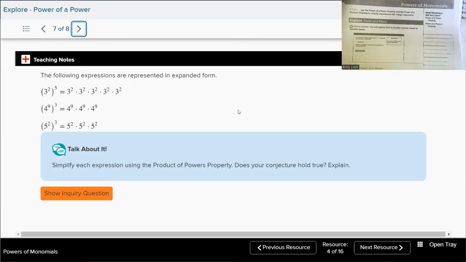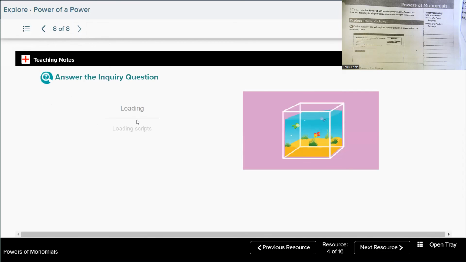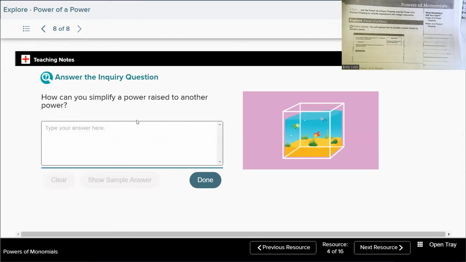All right, so the following expressions are represented in expanded form. See how they wrote out that factor that many times. So if we used our product of powers, we would be adding them. And we know repetitive addition is multiplication. So instead, we're going to be multiplying them to keep them easier. So how can we simplify a power raised to another power? We multiply the exponents.